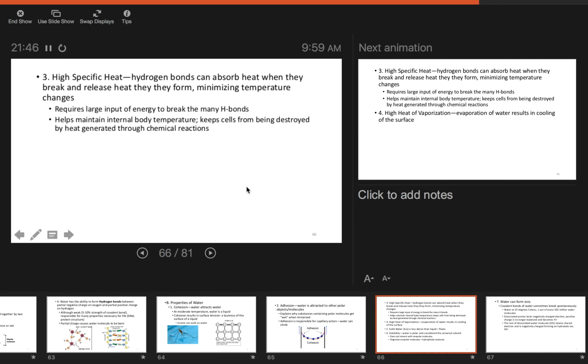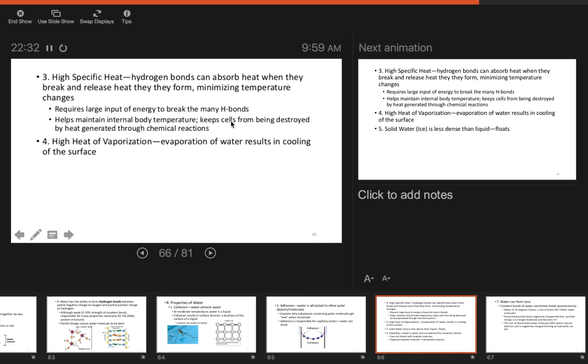Now another property of water, high specific heat. So I've talked about cohesion, adhesion. Here's the third property, high specific heat. So these hydrogen bonds can absorb heat when they break, and as a result they can release heat when they form, and they help to minimize temperature changes. Water is used as like a heat sink. It can absorb large amounts of energy before the temperature changes. So this helps us maintain our body temperature, that 98.6 degrees, and helps keep our cells from being destroyed when it undergoes chemical reactions, because cellular respiration is basically a combustion reaction, and water helps absorb some of that heat so our cells don't fry.